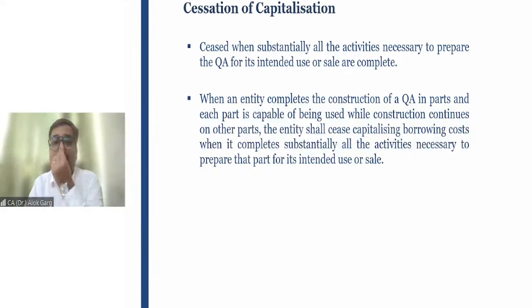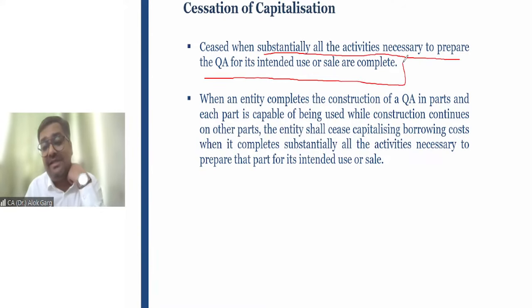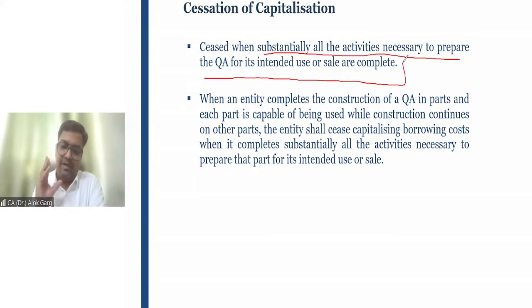So the standard says that the borrowing cost capitalization will be ceased. It will be stopped when substantially all the activities necessary to prepare the qualifying asset for its intended use or sale are complete. It says that the borrowing cost capitalization should be stopped when the construction of the asset is substantially complete. Substantially complete means when all the activities which are important to prepare the asset for its intended use or sale are substantially complete.